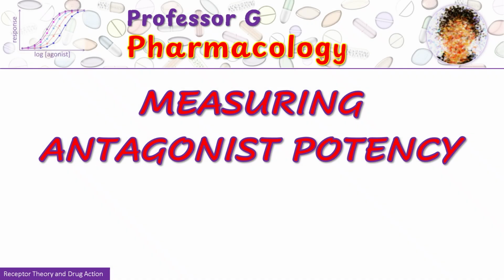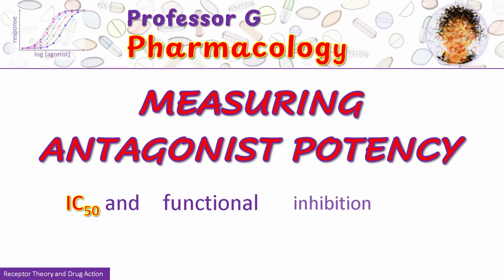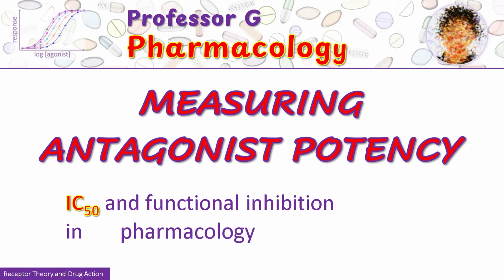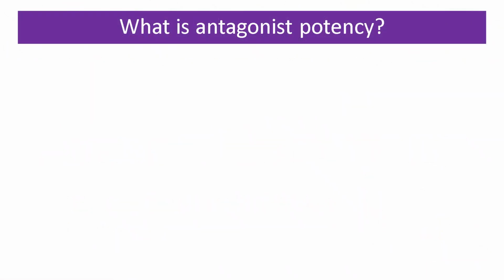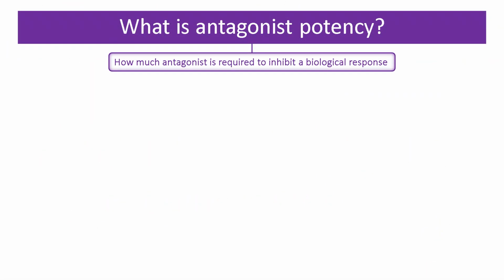Welcome to this video where we will explore how antagonist potency is quantified using IC₅₀ and how functional inhibition is visualized through concentration-response relationships. Antagonist potency describes how much of an antagonist is required to inhibit a biological response.